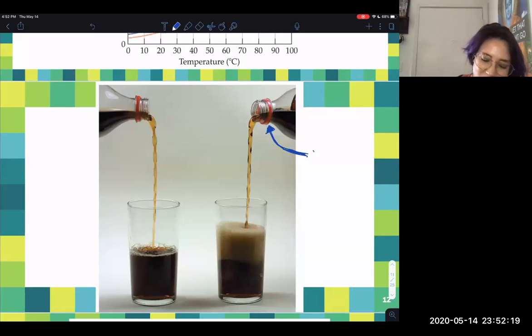So this one is colder. I can tell, because look at all that extra gas. More CO2, more bubbles.